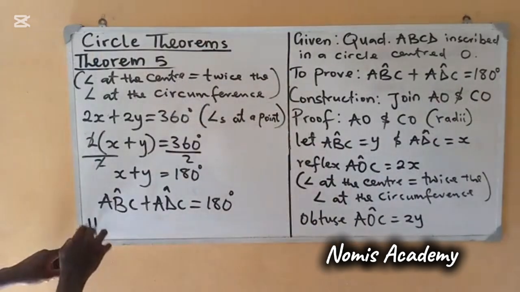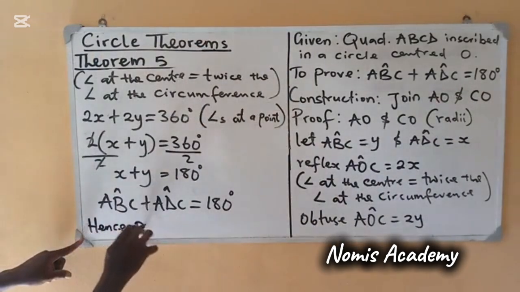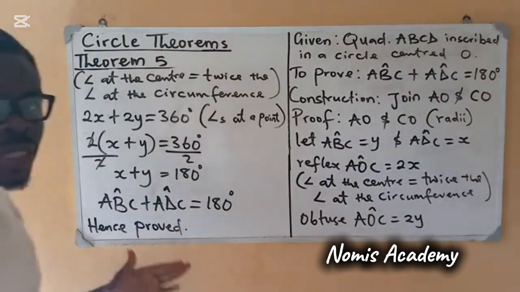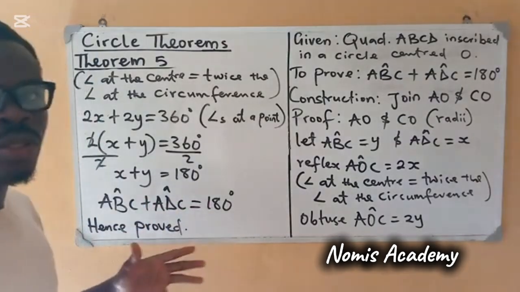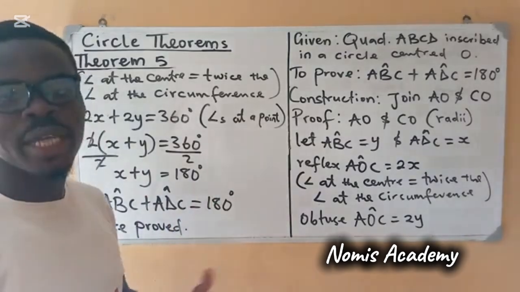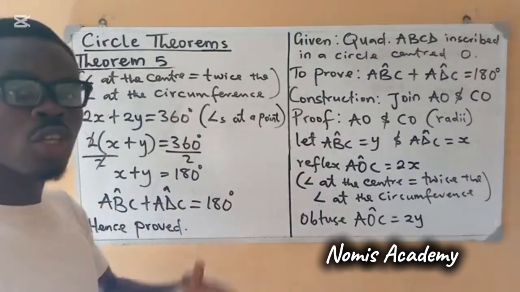Okay, so hence proved. So this is the proof that the opposite angles of a cyclic quadrilateral sum up to 180 degrees.